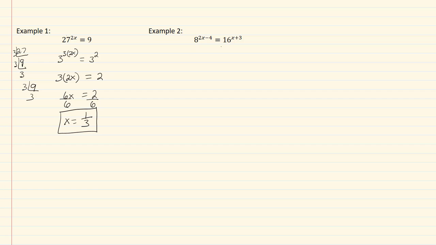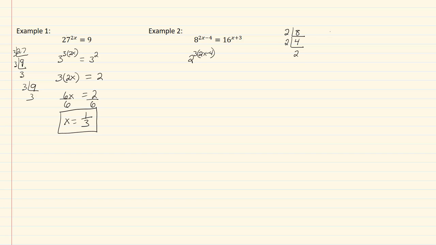Again, I do not have like bases, so we're going to break down our numbers by using prime factorization. I'll start with 8. 8 is divisible by 2, which would leave me 4. 4 is divisible by 2, which would leave me 2. So my prime factorization of 8 is going to be 2 to the third power. And then I'm just going to write down what was already in the exponent.